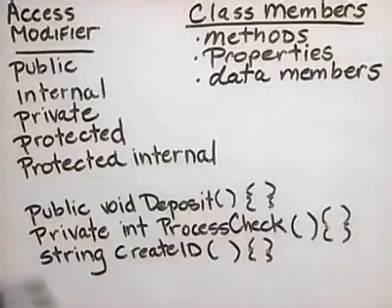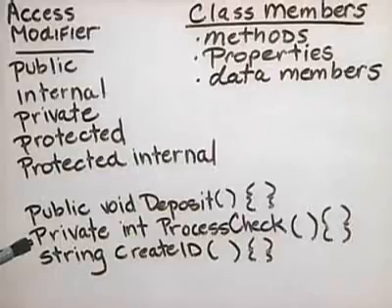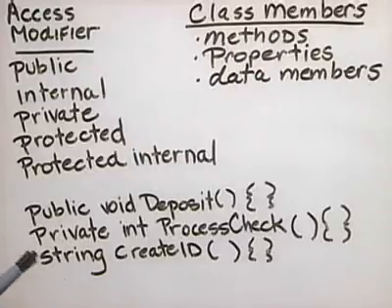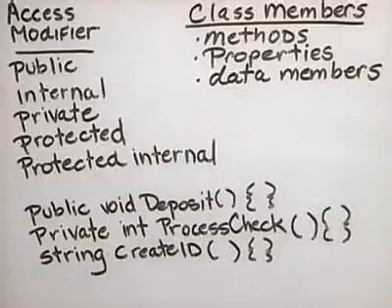Private means that the class member is available only within the class itself. So the visibility or the accessibility of the class member is only within the class. It's only accessible within the class itself. Now what you have here is you do have a method that is private. It's called process check. So that method, process check, is only available or only visible within the actual class that it's been defined in. You'll notice that this third method has no access modifier, and when a method has no access modifier, it means by default that it is indeed private.